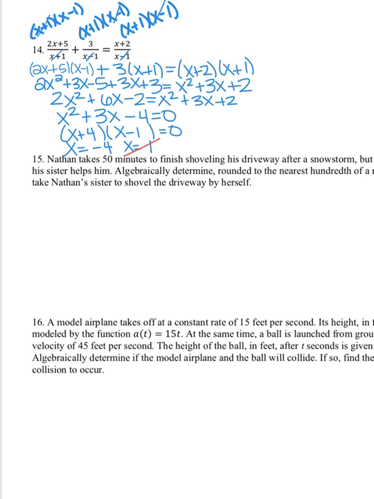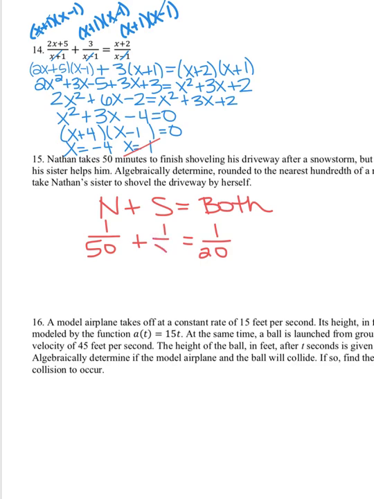Number 15, we have a work problem. Nathan takes 50 minutes to finish shoveling, and when he works with his sister, it takes him 20 minutes. So this is my equation. Nathan, to shovel the one driveway, takes 50 minutes, plus his sister, we don't know, equals, it takes both of them together, 20 minutes. So his sister's 1 over x.